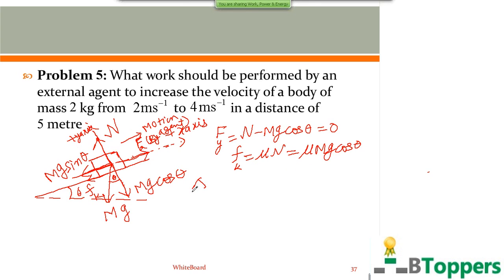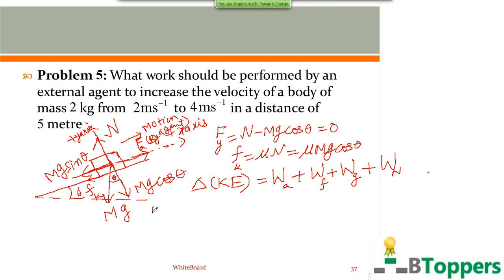According to the work energy theorem, the change in the kinetic energy of the body is equal to the total work done by all the forces acting on the body. That is, the work done by the force applied by the agent, where W subscript A represents work done by the force applied by the agent on the body, plus work done by the force of friction, plus work done by the gravitational force on the body, plus work done by the normal reaction force on the body. Here Wn represents work done by the normal reaction force on the body. W subscript G represents work done by the gravitational force on the body. W subscript F represents work done by the frictional force on the body.